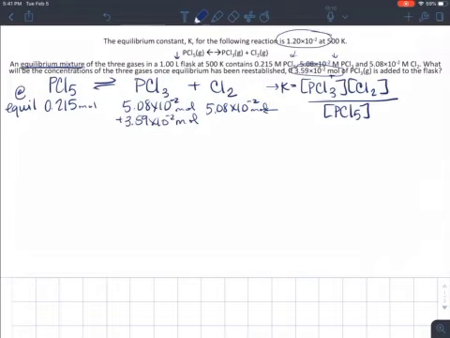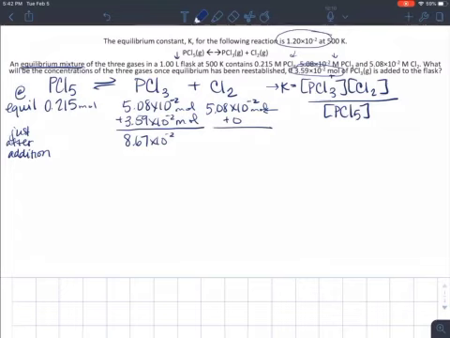Now we're not adding anything else. The question doesn't give us any numbers for anything else. The only thing we're adding is the PCl3. So that's okay for now. So I just added that. And right after the addition, so we'll call this just after addition, we have the sum of these two values, which happens to be 8.67 times 10 to the minus 2. I'm going to drop my units now just to make things clearer. Now we didn't add any Cl2, so we still have 5.08 times 10 to the minus 2. We didn't add any PCl5, so we still have 0.215.